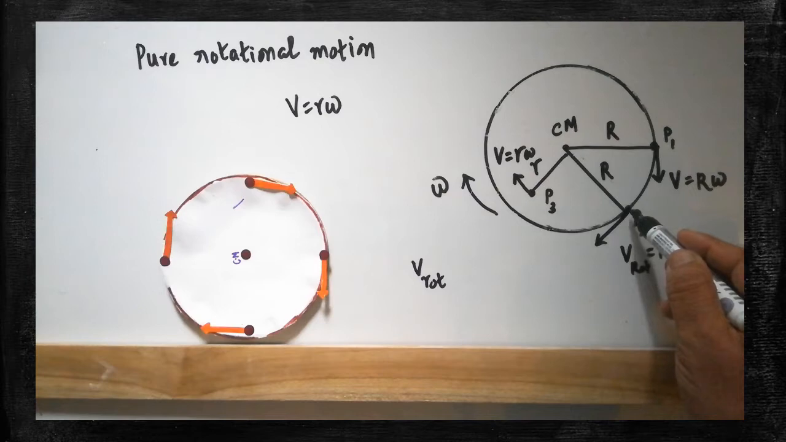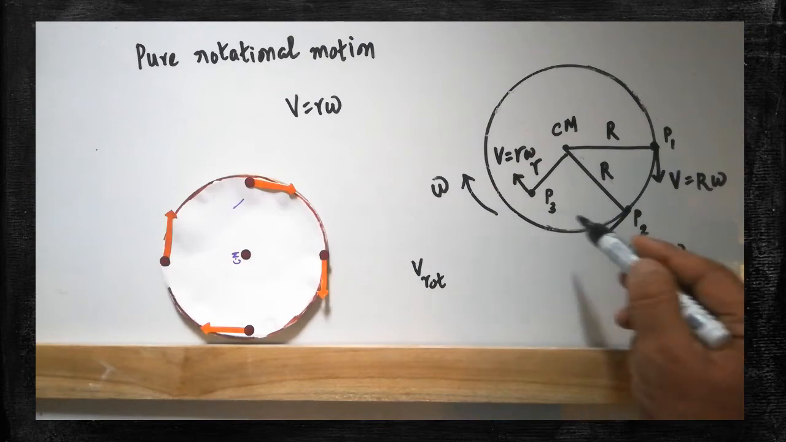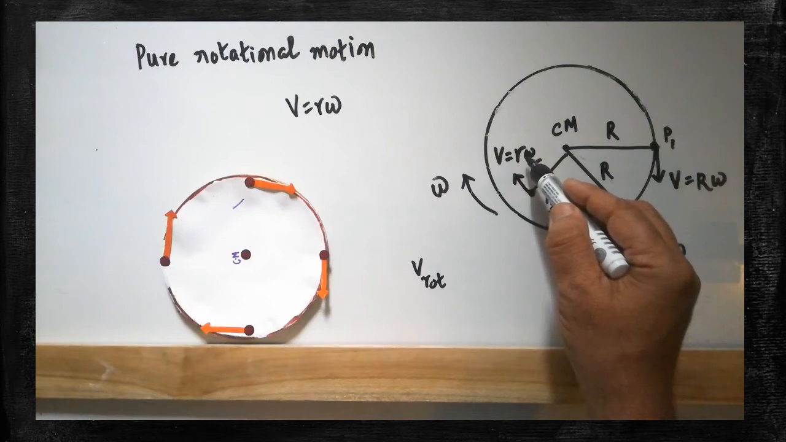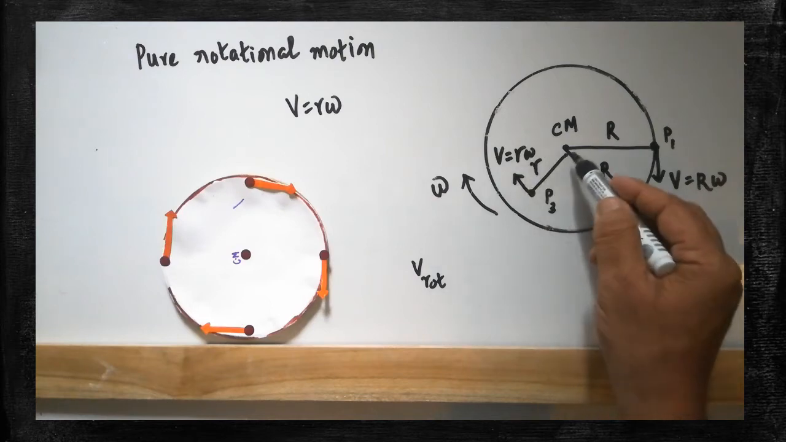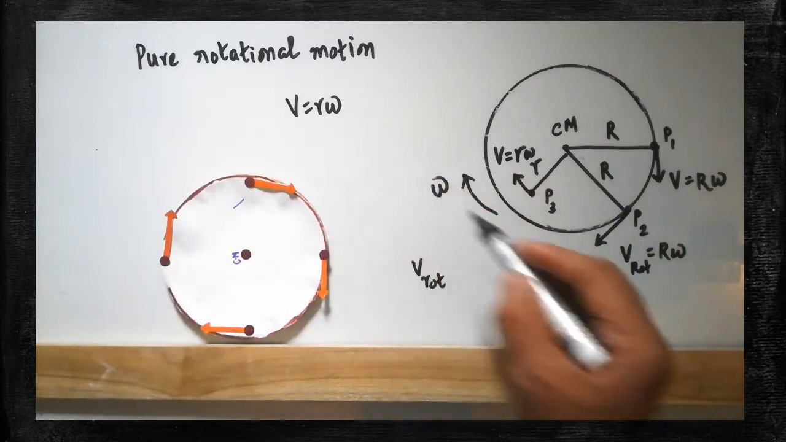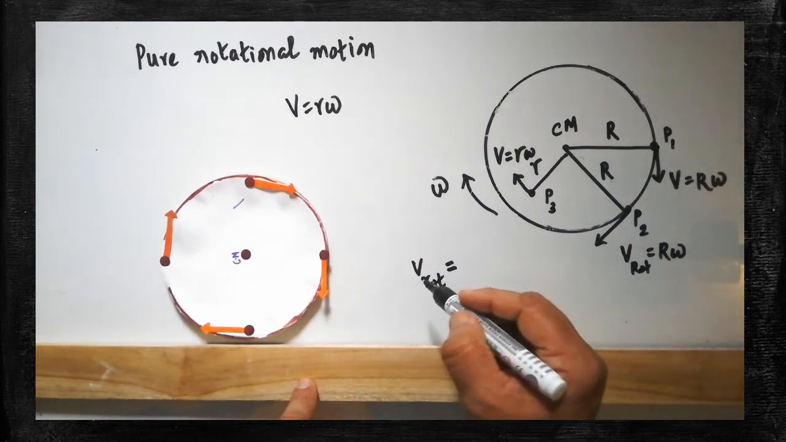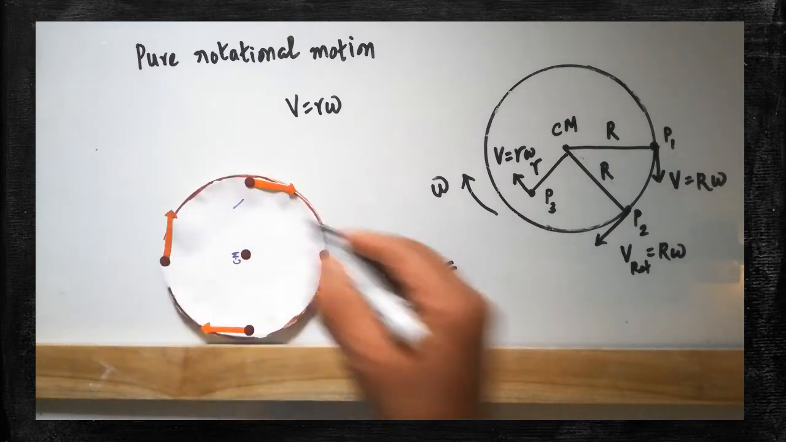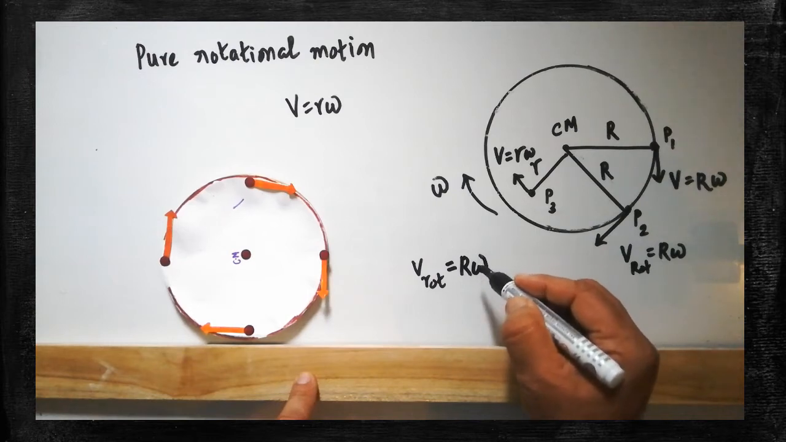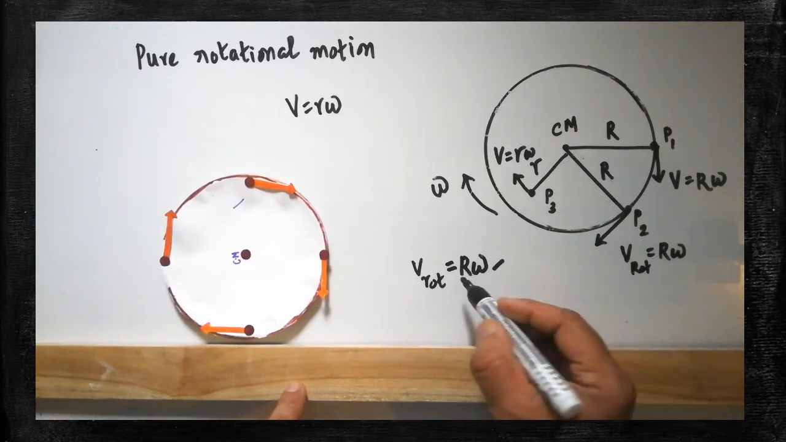If the point is located exactly at the edge, we can write V rotation = capital R into omega. If it is located within the disk, we can use the formula V = small r into omega. Here r is the distance between the center of mass and the location of the point. So like that we are able to calculate the rotational velocity. Therefore, the formula for the rotational velocity of the points located on the edges is V rotation = R into omega. So this is the formula. Clear? All the points on the edges have this much rotational velocity.